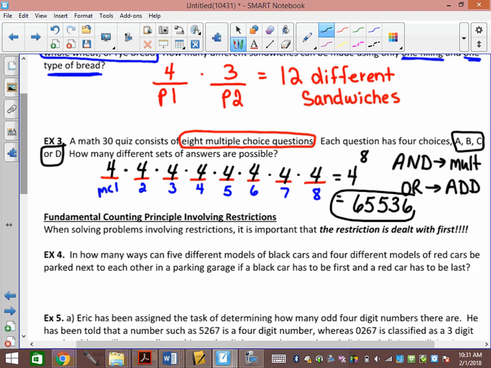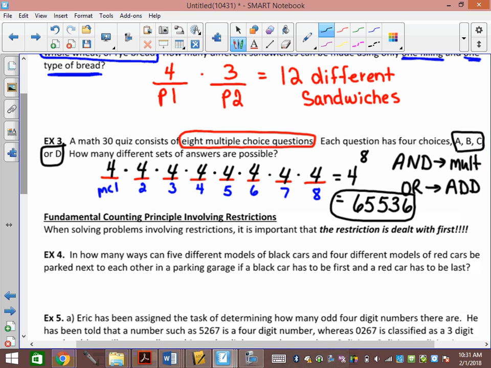So if you were banking on getting your 8 multiple choice questions right, because you think you could guess the answer key, you'd have a 1 in 65,536 chance. So I wouldn't bank on that. That's why studying is important.